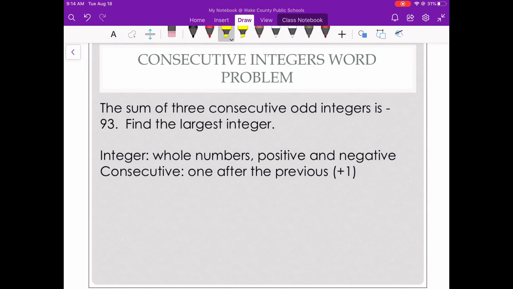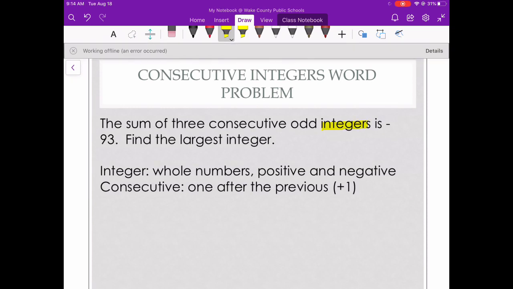All right, so first things first is this word integer. Integers are whole numbers, positive and negative. So you're thinking 1, 2, 3, 4, 5, 6, 7, 8, 9, 10, -1, -2, -3, -4, -5, all of those positive and negative, but whole numbers. I'm not talking about any decimals, not talking about fractions.